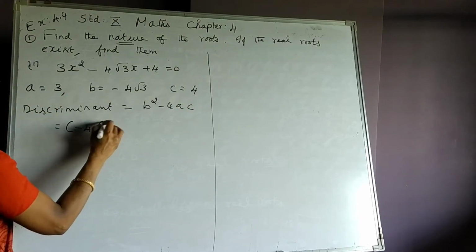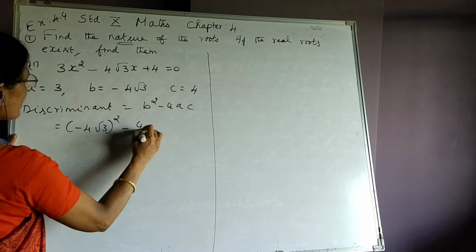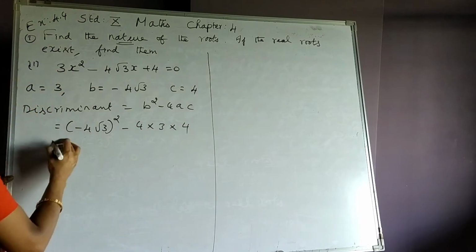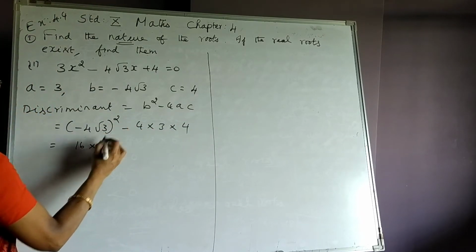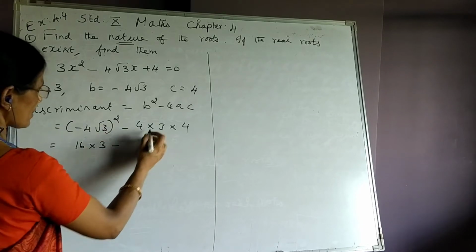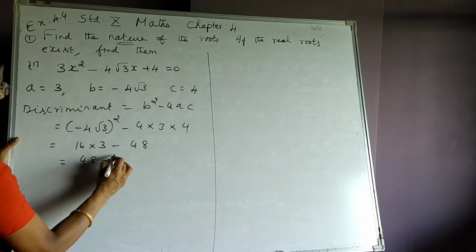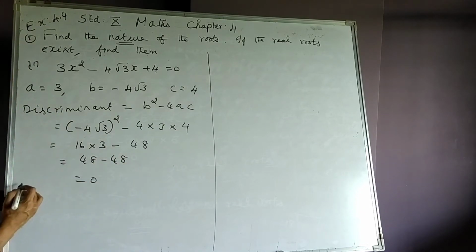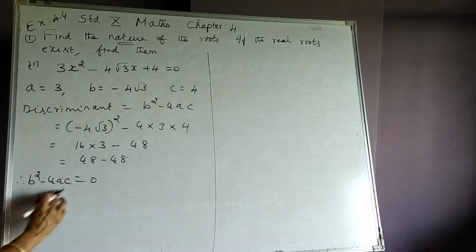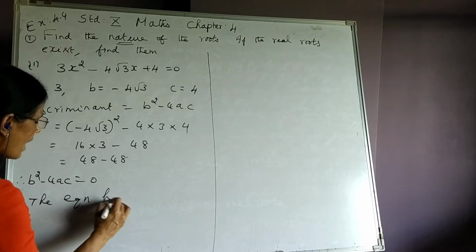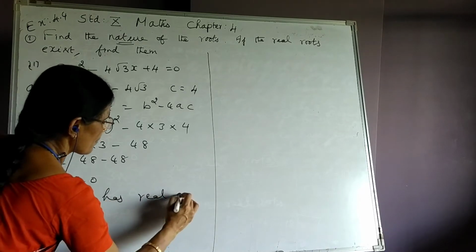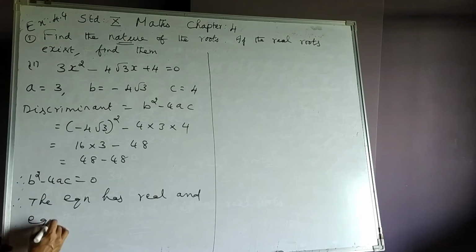The value of b is minus 4 root 3, squared. A is 3, c is 4. 4 square is 16, root 3 square is 3, so 48, minus 48. So it is 48 minus 48, and we get it is equal to 0. Therefore, b square minus 4ac equal to 0. When it is equal to 0, what type of roots do we get? The equation has real and equal roots.